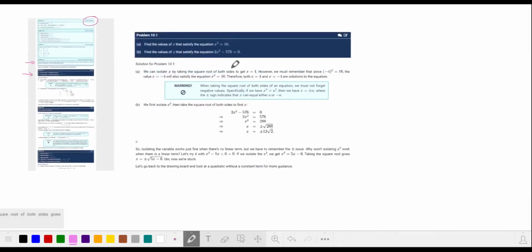Here we have a nicely detailed explanation of the solution, explaining that x equals 4 and x equals negative 4 is a solution. There's also a box here that explains the use of this plus or minus sign. So x is equal to plus or minus 4 is equivalent to saying x equals 4 and x equals negative 4. So it's helpful to look at the solution to see if there's any information that you might have missed.